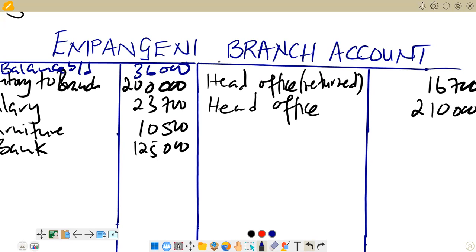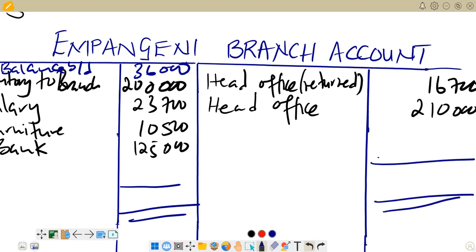In the head office account it was on the credit side, but now that we are in the branch, it will be on the opposite side, on the debit side. Then we can balance our account, put our double lines, and add the total of the debit and the total of the credit. The bigger total obviously will come between the double lines, and you see that the bigger total is on the debit side. It's 395,200, and the same total is going to come on the credit side again.